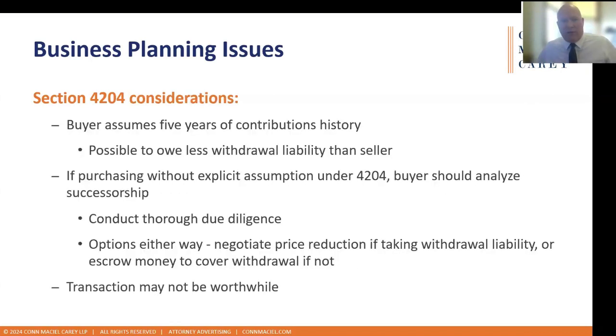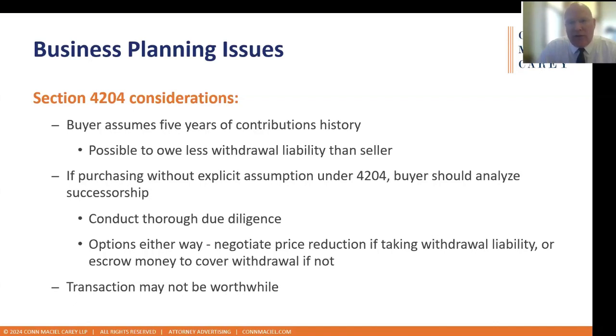Again, if you're looking at something like that, you really want to consult with knowledgeable counsel and figure out what the criteria are and whether you want to meet it or try to do something different. I would note that under Section 4204, the buyer assumes only 5 years of contribution history.